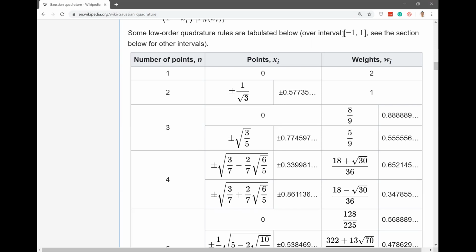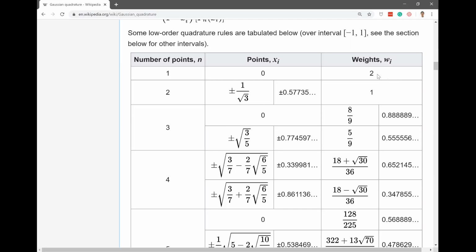But by default, when the integral is from -1 to 1, then you want to use the point of 0. And the corresponding weight is equal to 2, which is really the width of the integral you are integrating.